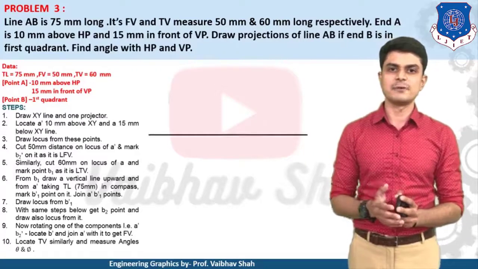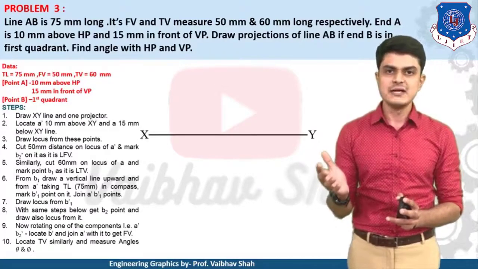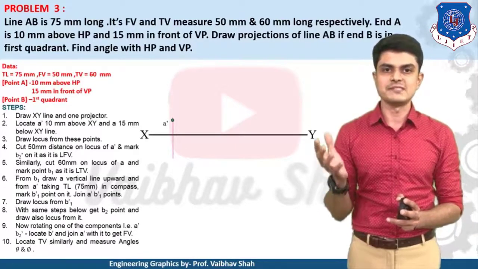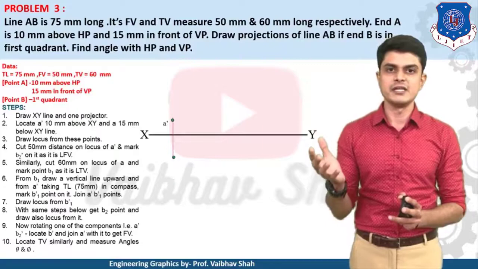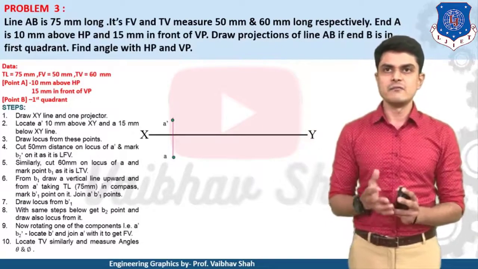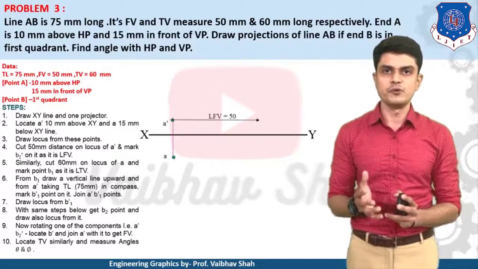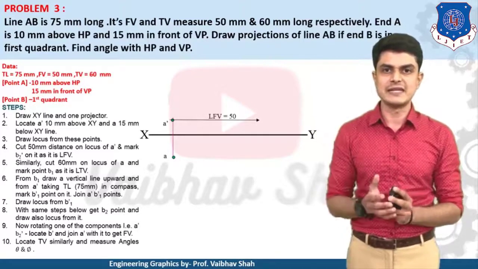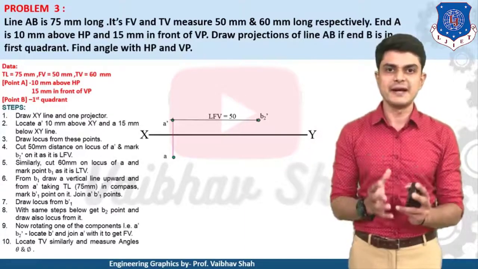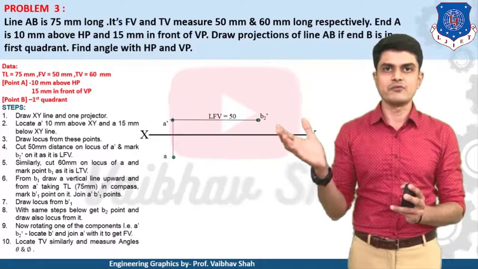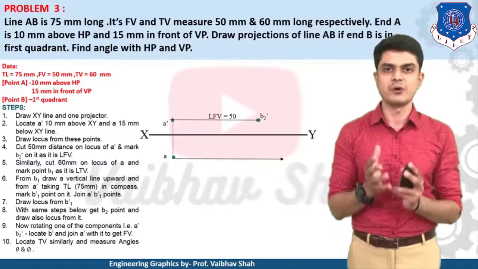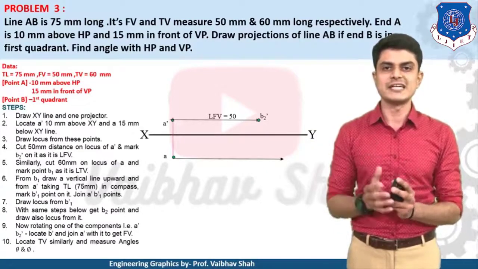So let us begin the example by drawing the XY line like this. After drawing the XY line, let us locate the position of point A. 10 mm above HP means 10 mm above the XY line, and 15 mm in front of VP means 15 mm below the XY line for point A. Then we'll be plotting the front view and top view. We'll plot the length of the front view like this, 50 mm, and the length of the top view like this. Always remember front view is denoted by dash, so you will draw the 50 mm from your A dash point, and top view is denoted without dash, that means you will draw a straight line from your point A without dash.